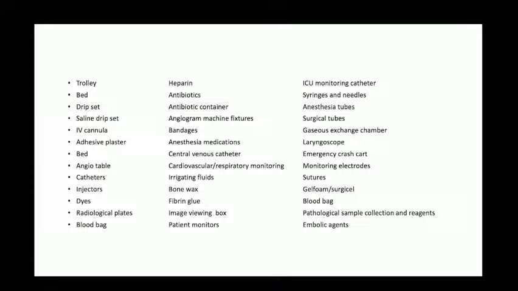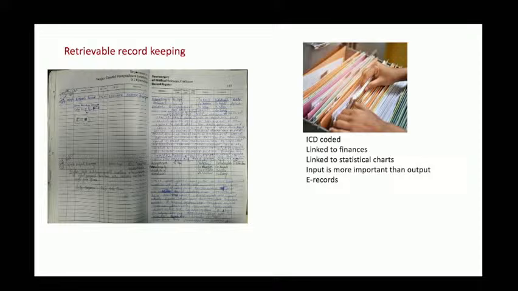So the silent revolution is that now people have understood that a retrievable record keeping, where you can actually retrieve the record with ICD coding, is extremely important in every setup of the country. It helps you do a self audit. It helps you improve. And I think this is a very important part.